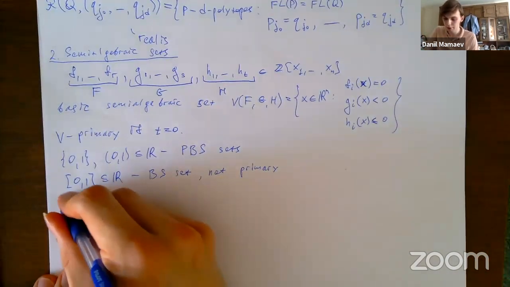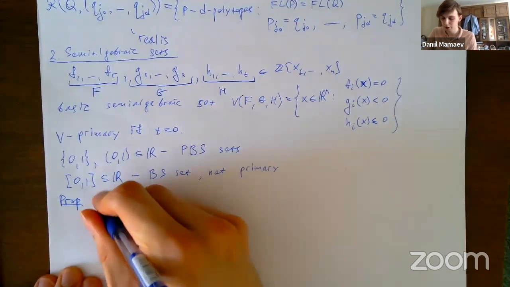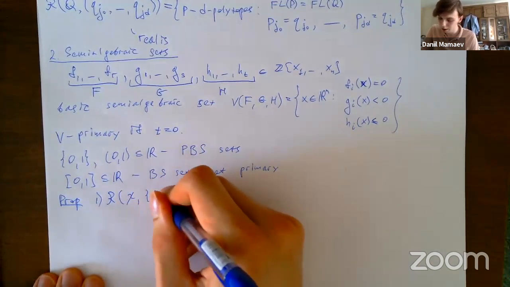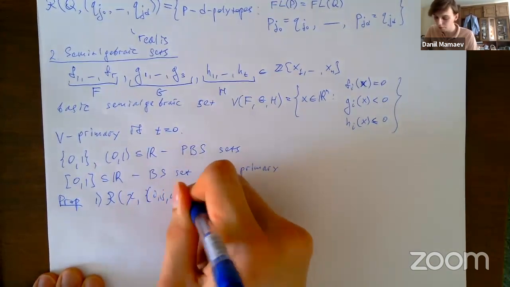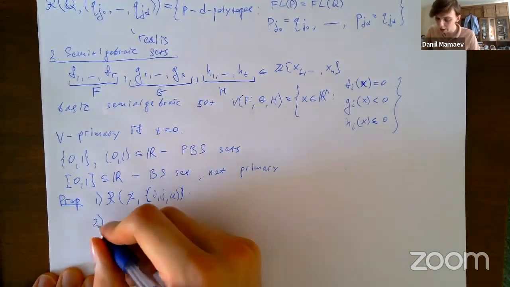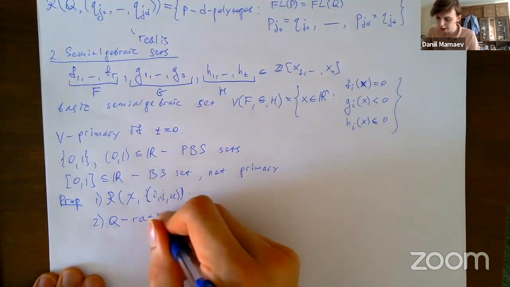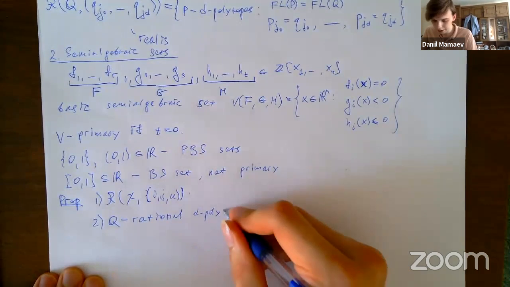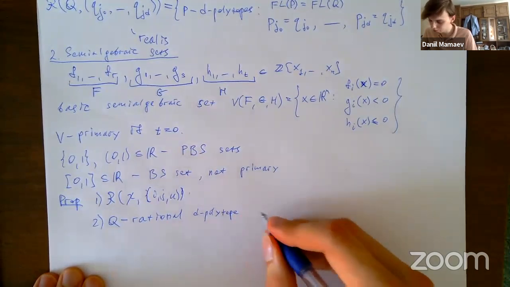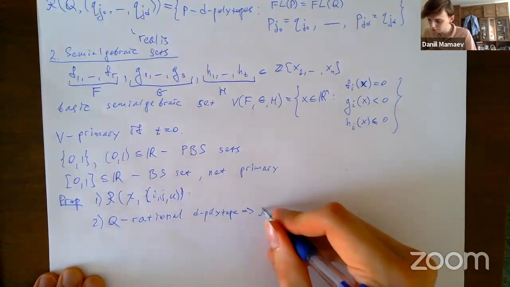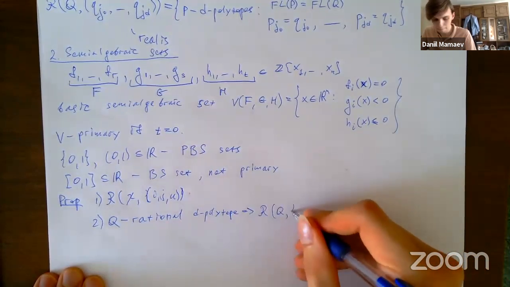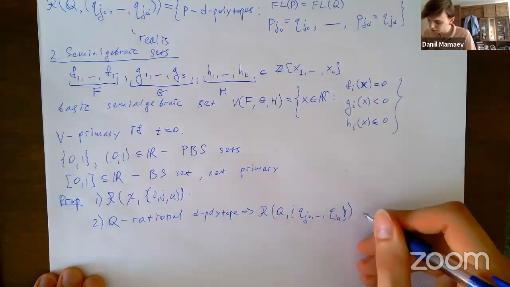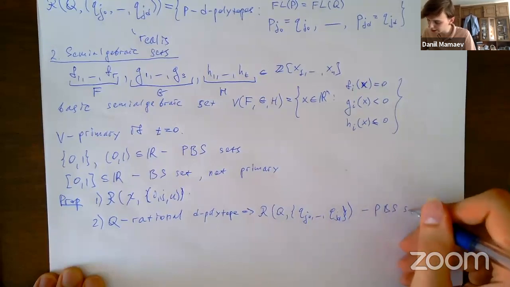Okay, and now we have the first proposition. The realization spaces we've just defined, realization spaces of oriented matroids, and if we took first a rational polytope, meaning that all its vertices have rational coordinates, then its realization space is a primary basic semi-algebraic set. This one also.